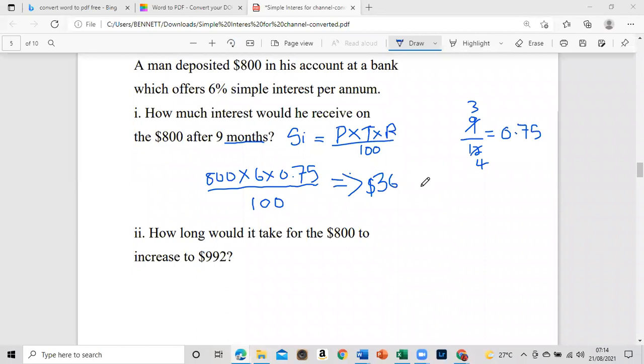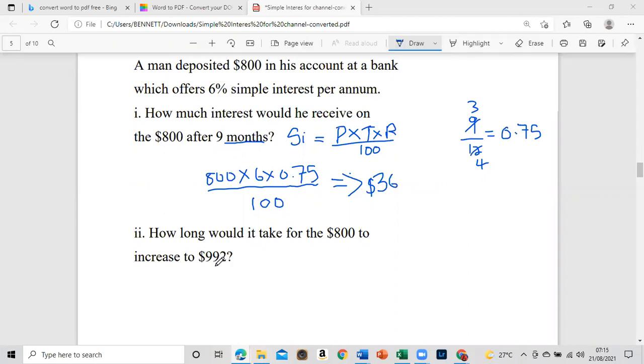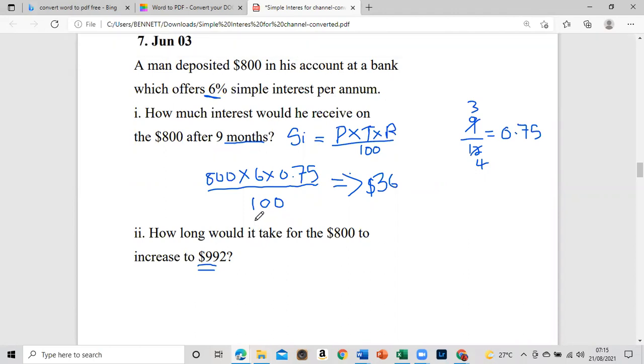All right guys, so part 2 says, how long would it take for the $800 to increase to $992? So basically the materials are the same, the rate is 6%. But this time, instead of 9 months, we will find the time. The principal is the same, so it's 800 times the 6. We don't know the time. But we know we're supposed to get 992.